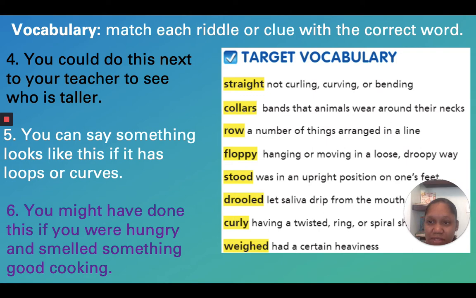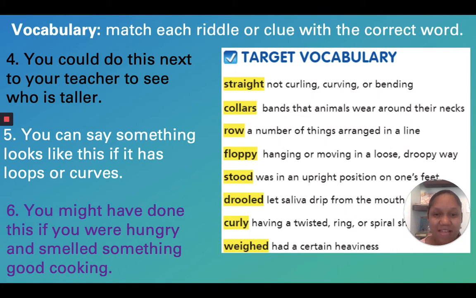You could do this next to your teacher to see who is taller. Trying to figure out who is taller. And I remembered something like this, like trying to straighten myself out. What motion goes with that word? What word goes with this motion like this? Do you remember?